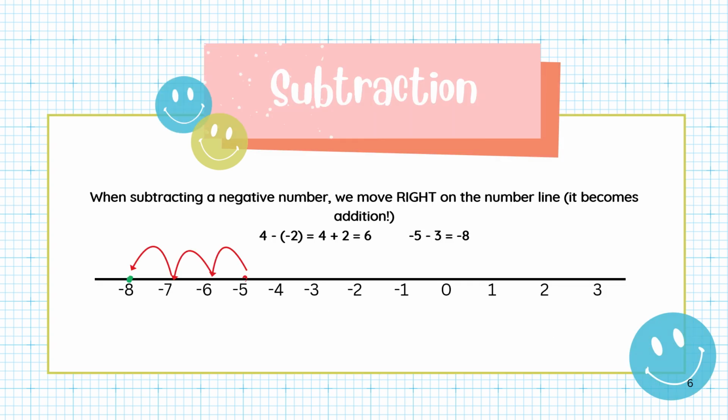More subtraction. Subtracting a negative always means move right because it becomes addition. But subtracting a positive means move left. So 4 minus -2 becomes 4 plus 2 equals 6. And -5 minus 3 means move left to -8.